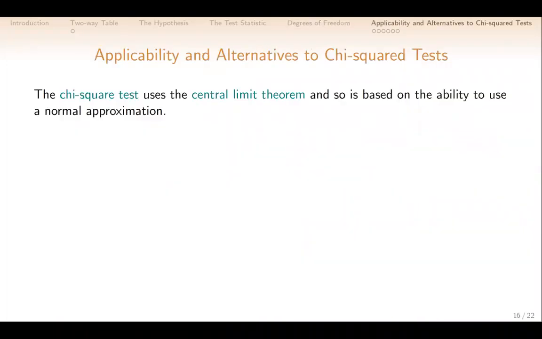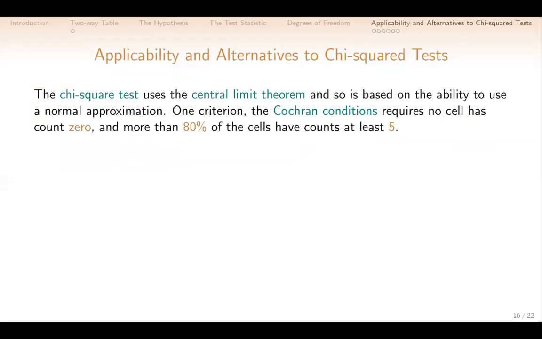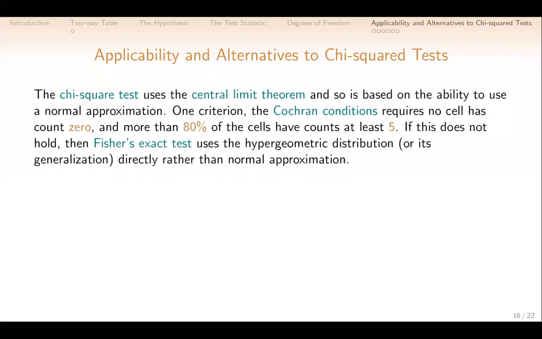Okay. Now you can't always use a chi-square test because a chi-square test is based upon the central limit theorem. And the central limit theorem is based upon your ability to use a normal approximation. So there's an old criterion due to Cochran that requires that no cell has count 0 and more than 80% of the cells have counts at least 5. And in fact, if you look at the chi-square test, then it will give you that complaint. Maybe I'll show you that.